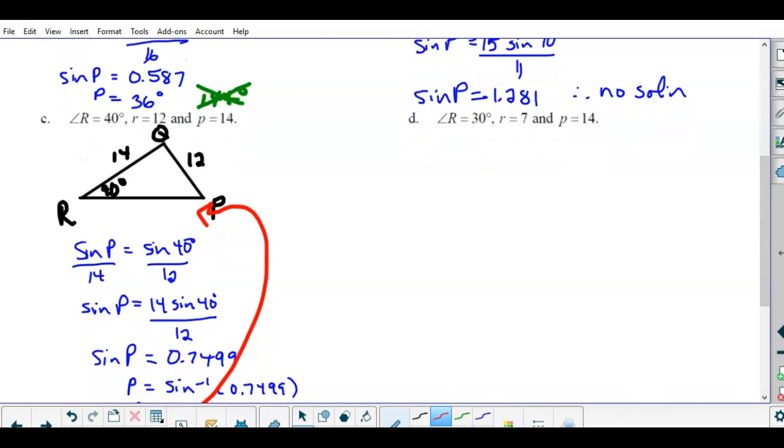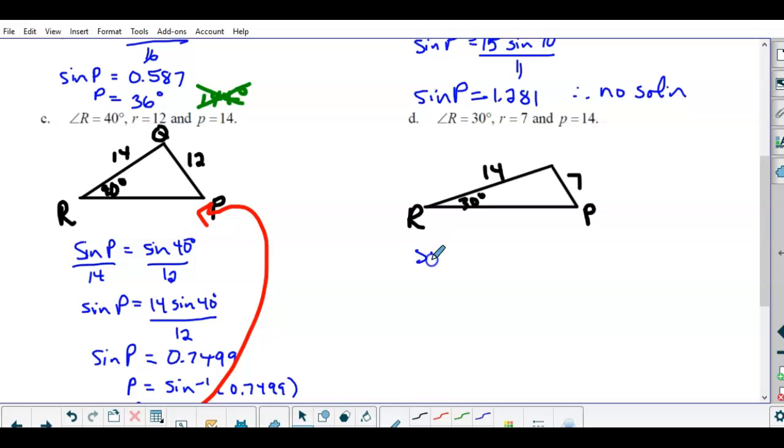So D, again, we want to take horizontal. Okay, now it's 30, so it's less than the last one. Okay, and then R is 7, P is 14. So let's join that up like that. And we'll go here. So this is R, and that's 30. And that's 7. P is here, this is 14.